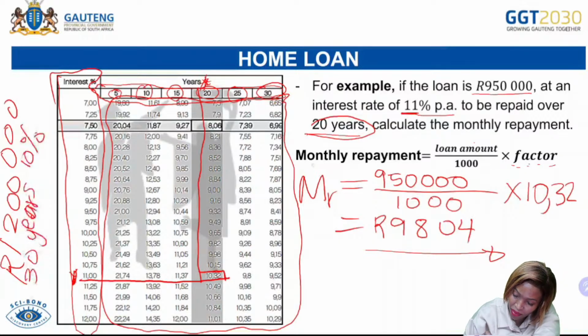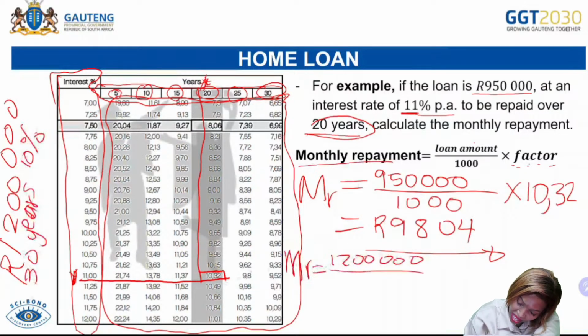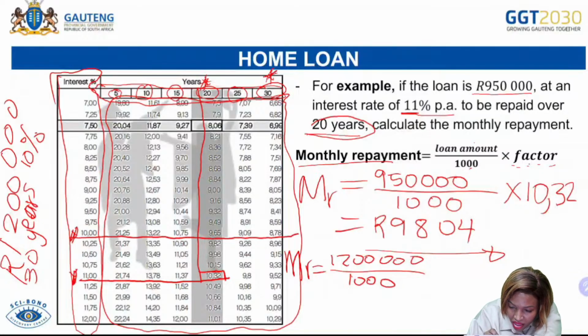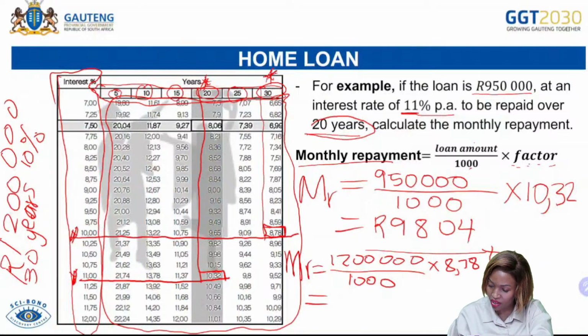If you want the monthly repayment, you will say, okay, monthly repayment, the loan amount, 1,200,000 rand divided by the loan factor is 1,000. We want the factor now. So I said for 30 years, this is the 30 years. And then what is the interest rate? It is 10%. 10% is here. Then that is where you draw the line. And then this is 30 years. So it means our factor is 8.78. Then we times by 8.78.